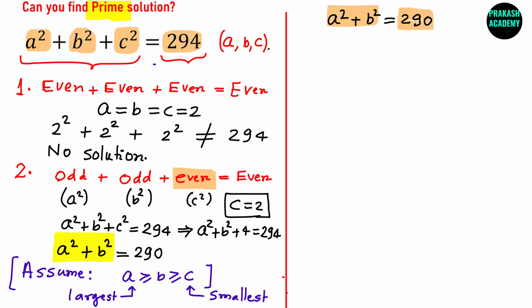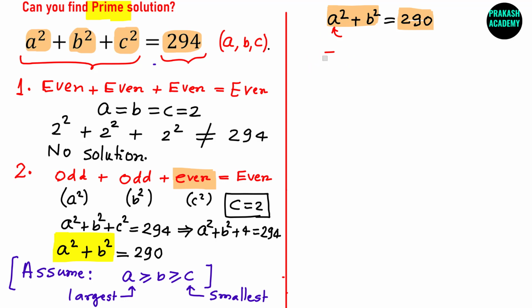Now what will happen if I put a smaller number than a? In this case a is the largest number, a bigger number. If I place b in place of a, will this sum be equal to 290? You have a square plus b square. Now in place of a, if I plug b, that is b square, then this sum will not be 290, because a is a bigger number and I have placed a smaller number. In fact, this sum will be less than 290.